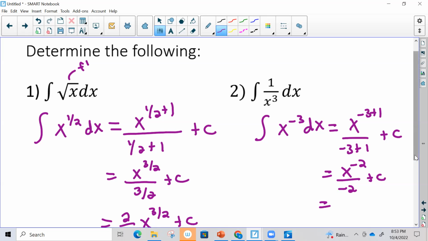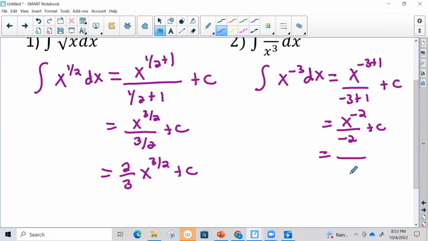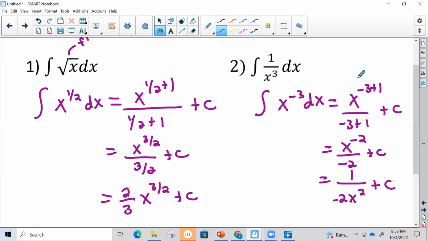And if I were to simplify that, I would move the x to the -2 into the denominator and make it x squared. And then that means there's a 1 on top. So that's a few examples using that new notation and finding the antiderivative or indefinite integral using the power rule.